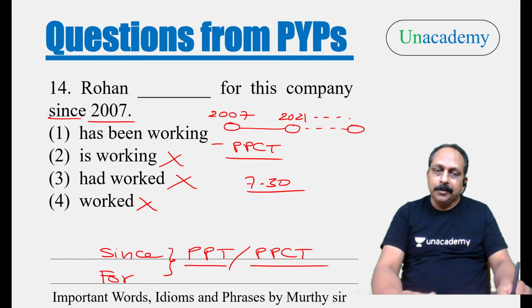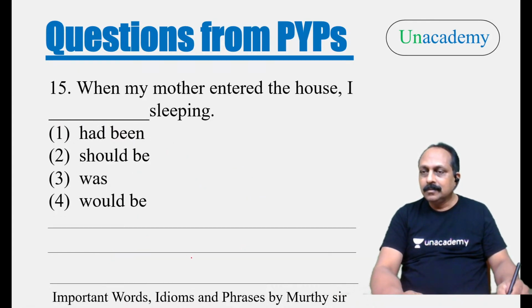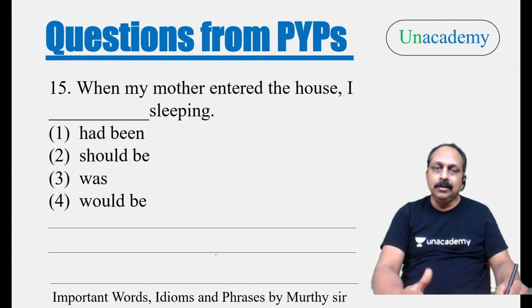Time period, we have to use for. Specific time, we have to use since. So the answer is the first option, beyond any doubt. I think almost all the students have got it right. First option. Very good. This is again based on tenses. When my mother entered the house, I sleeping.